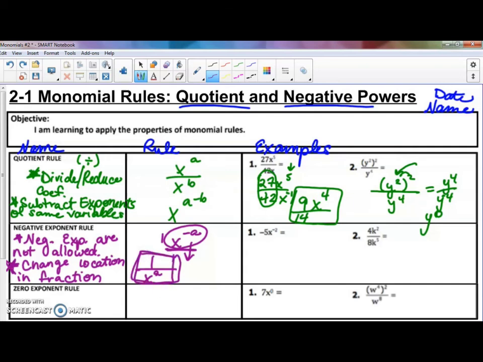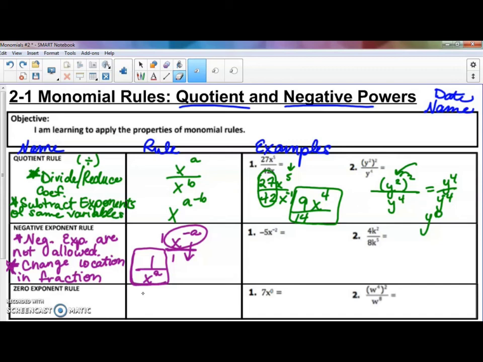There we go. Let me make that box a little bit neater. There we go. So x to the positive a is now our denominator. He was the numerator, I took him to the bottom, made him a positive a. So change location in the fraction.